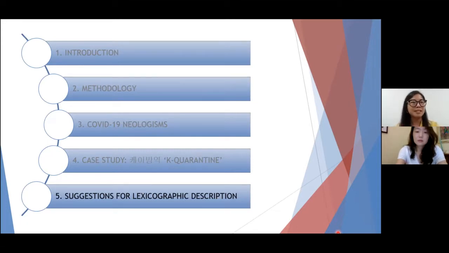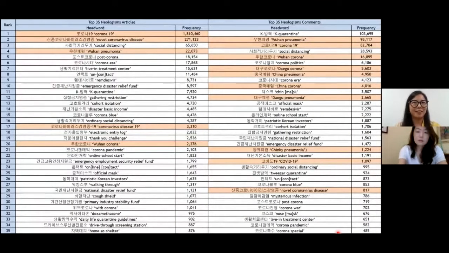So this last section shows 2 examples of what a dictionary entry for COVID-19 neologisms could be if we incorporate the insights provided by comments. But first, I need you to look at this table again. These are the 35 most frequent neologisms. And I have highlighted here the various appellations for COVID-19.